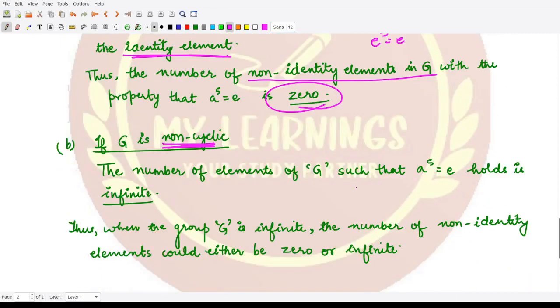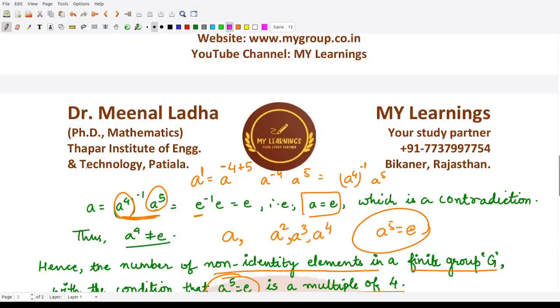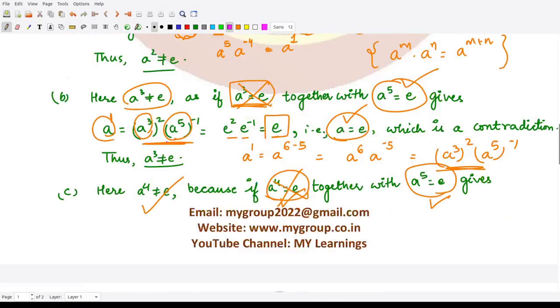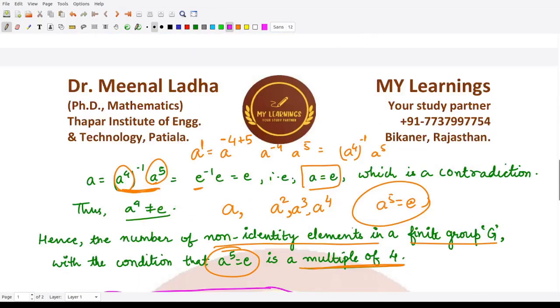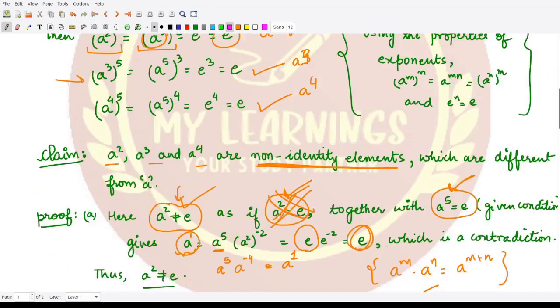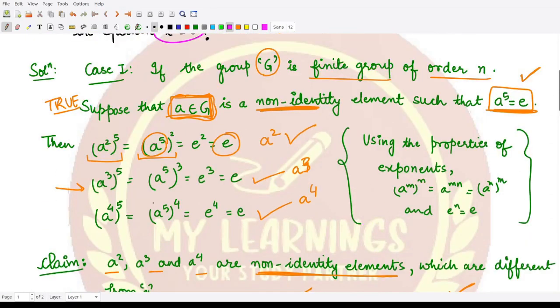What about the case of non-cyclic group? When G is a non-cyclic group, then the number of such elements would be infinite, right? Why infinite? Because this would be the generalization of our first case, because in this case we are saying the number of elements is not equal to 4, but we are saying it is a multiple of 4. What do you mean by multiple of 4? Multiple of 4 means if you take their powers, a square raised to power something, a cube raised to power something, a raised to power 4 raised to power something, it would again become e.